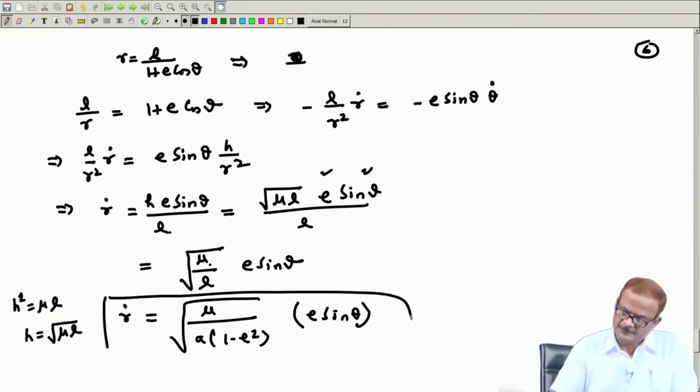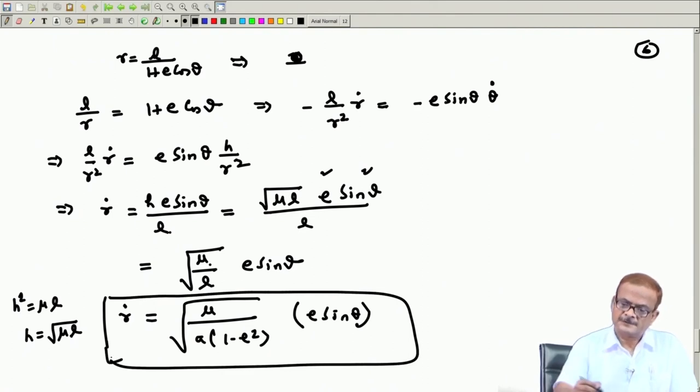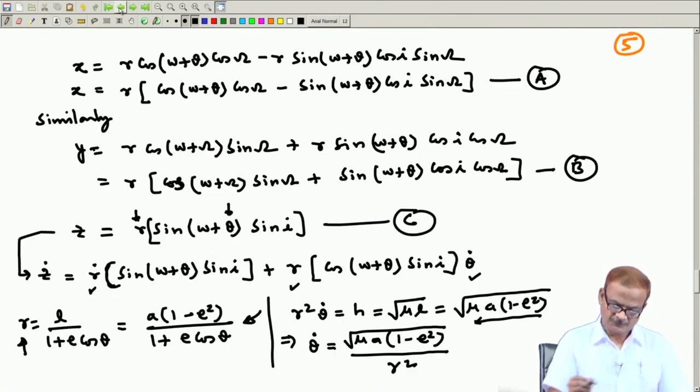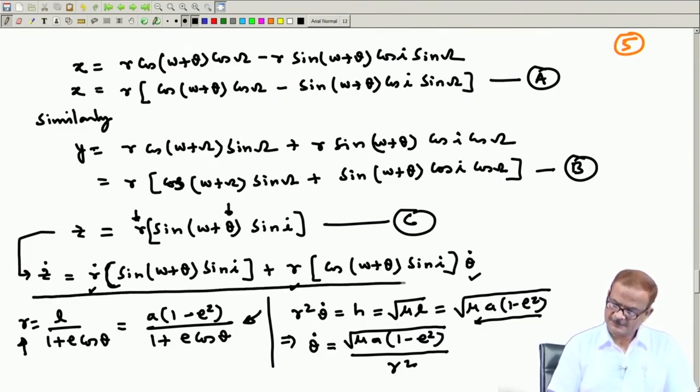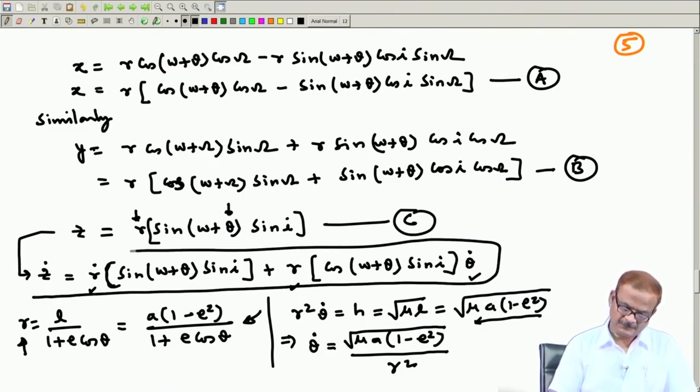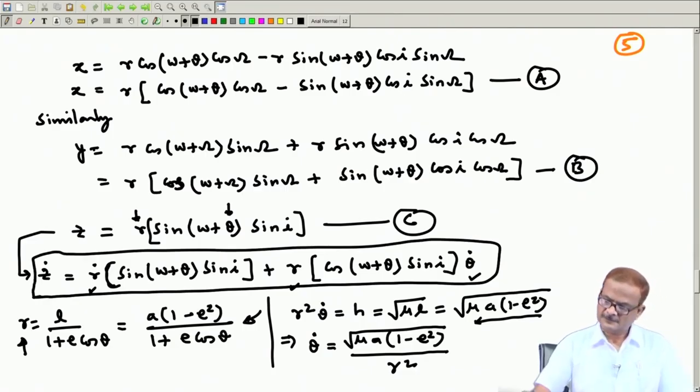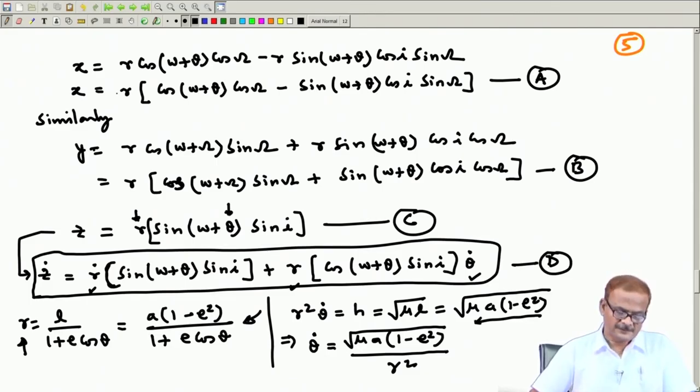Once we know these quantities, it is easy with numerical calculation. You just have to program it on a computer and you can get all these values. So we can see how z dot is being calculated from z. Similarly, the x dot and y dot terms can be written. I will just complete it.